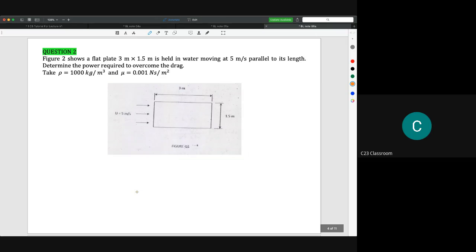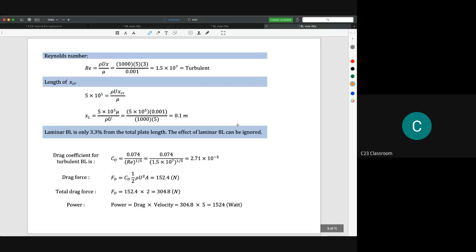Okay, and then I give you a similar question like this one. For example, we have a flat plate 3 meters by 1.5 meters here, held in water moving at 5 meters per second, parallel to its length. Determine the power required to overcome the drag. So again, we ask about the power. This is the value of mu and rho. We have the u here. This is the length of 3 meters, and this is the width of 1.5 meters. Okay, so we check the Reynolds number. It is 1.5 times 10 to the power of 7.